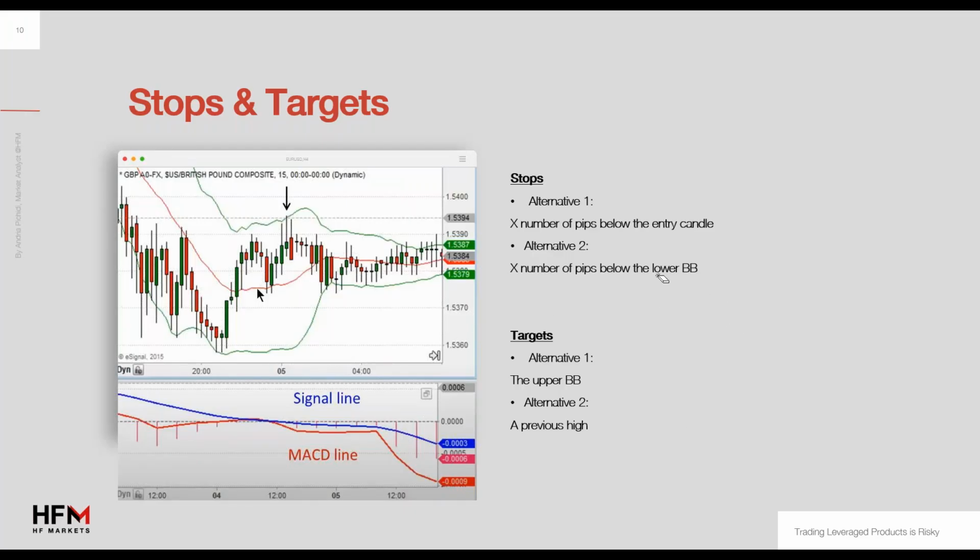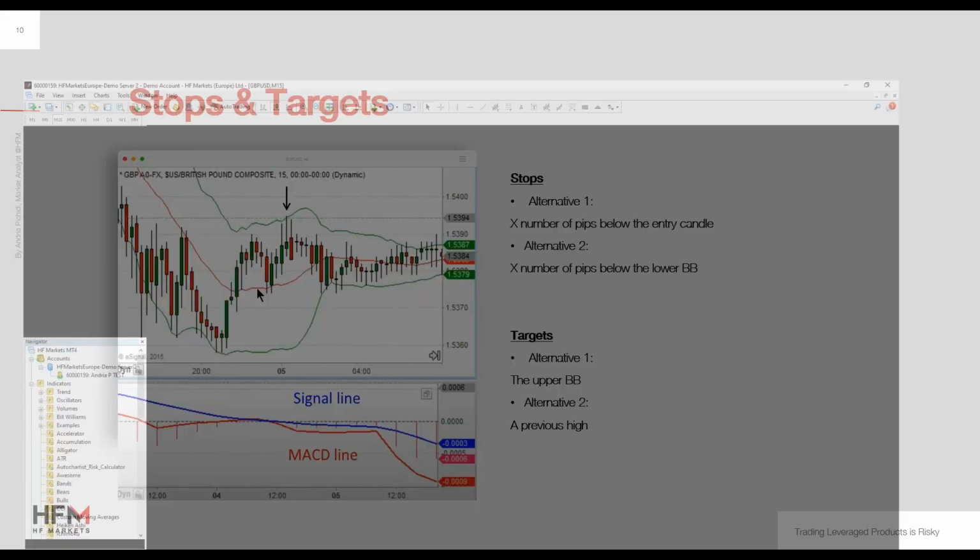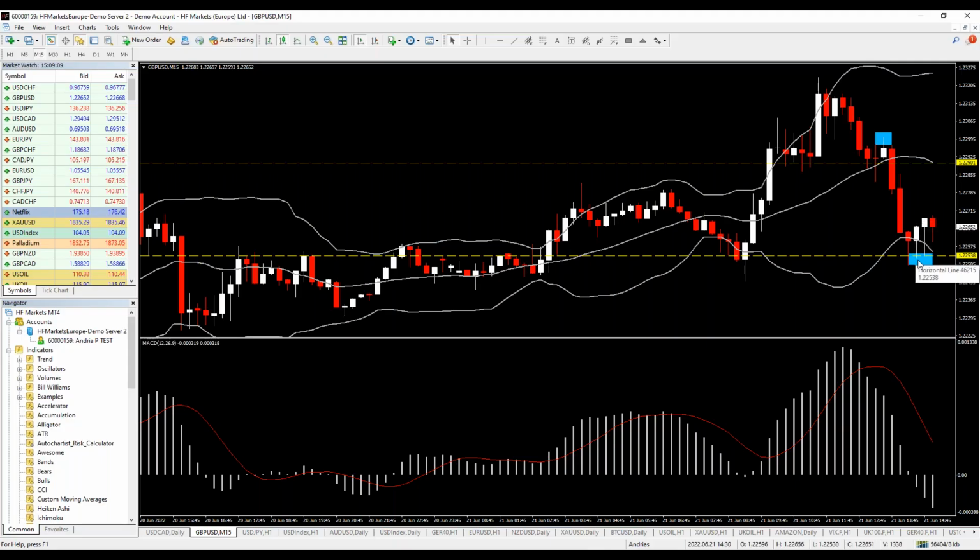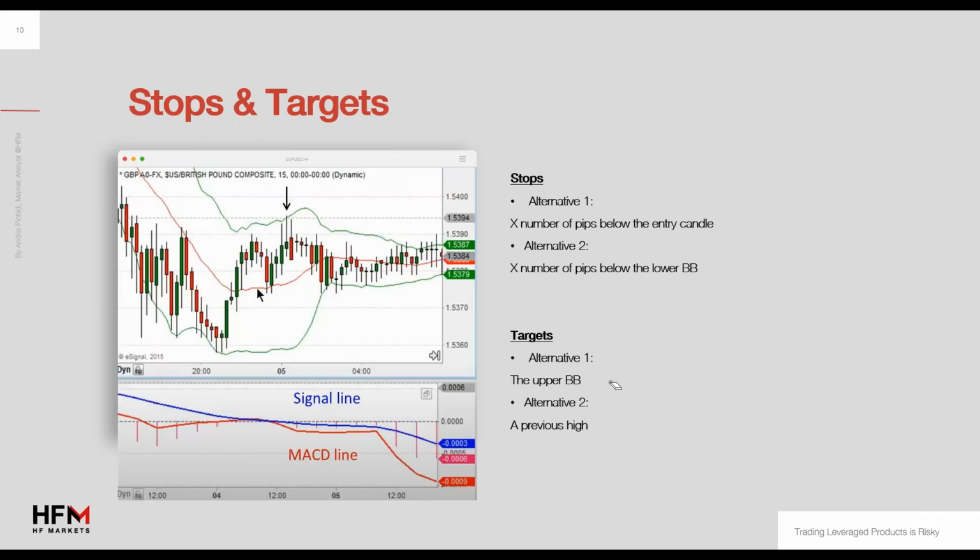But what we use in this particular strategy is either using the Bollinger bands for stop losses. So in the case that you are going long, you can choose the lower Bollinger band as your stop, or you can use the previous low, the previous low based on the previous entry candle. So what I mean is like that. If our entry was that candle over here, the previous low was here, which by coincidence coincides with the lower Bollinger band as well. Or as target, it could be again the Bollinger bands or the previous relative high.